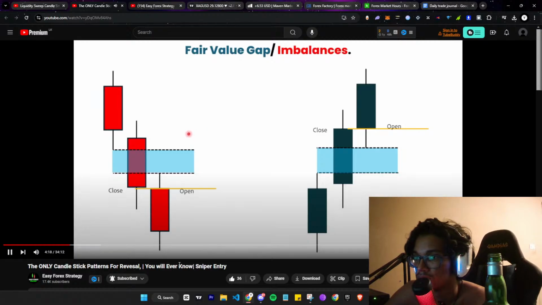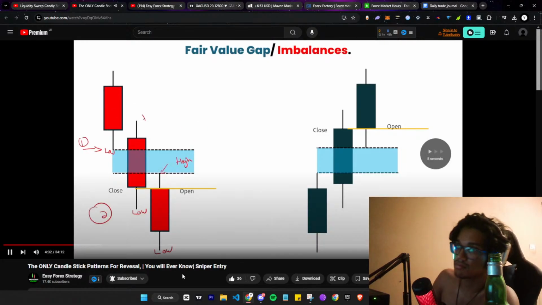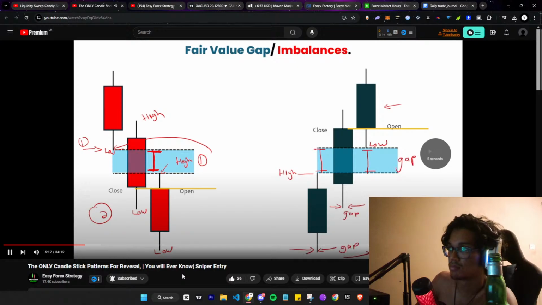For those who don't understand a fair value gap, it's that we have three candlesticks here, and then we have this low, and then we have this. You will see it like this. Even in here, you can see that. Let's move forward into practice.